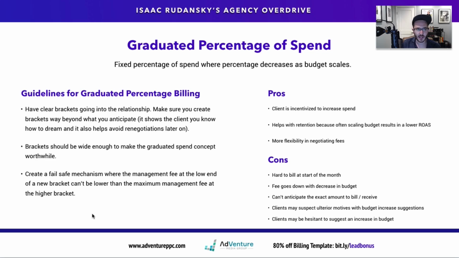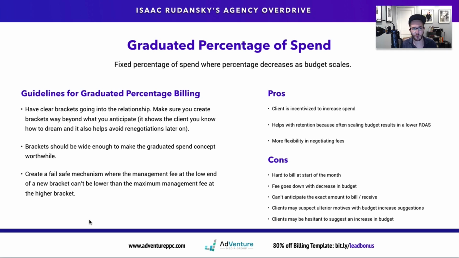Graduated percentage of spend is very similar to a fixed percentage of spend, but it's a fixed percentage where the percentage decreases as budget scales. It's just a little bit of a twist on the previous system. So, guidelines for graduated percentage billing: have clear brackets going into the relationship.